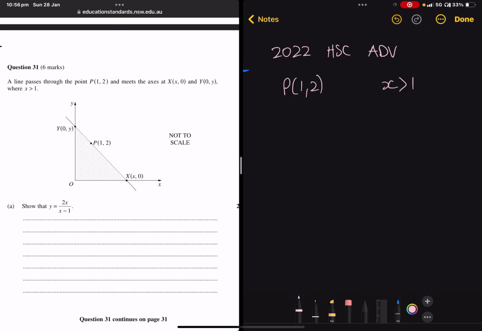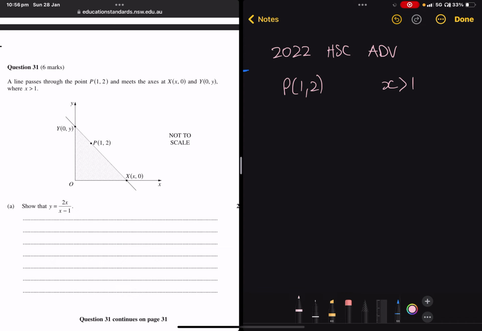Immediately, this is a weirdly formatted question, because they've told you the y-intercept coordinates as (0, y) and the x-intercept as (x, 0). That's slightly confusing, especially for students used to finding things like lines of best fit. It makes students think that y equals 2x over x minus 1 is actually the formula for the line connecting these points.